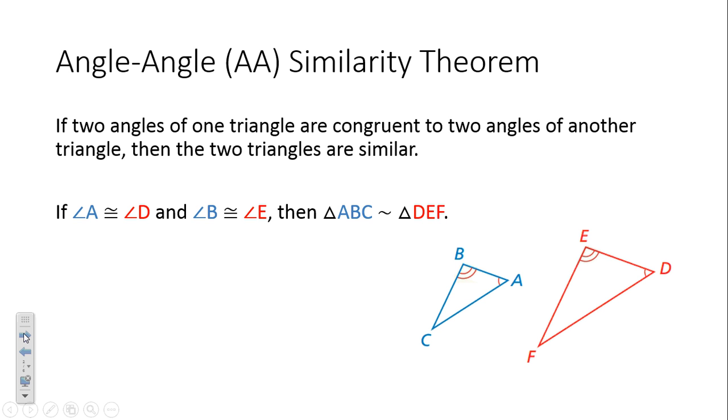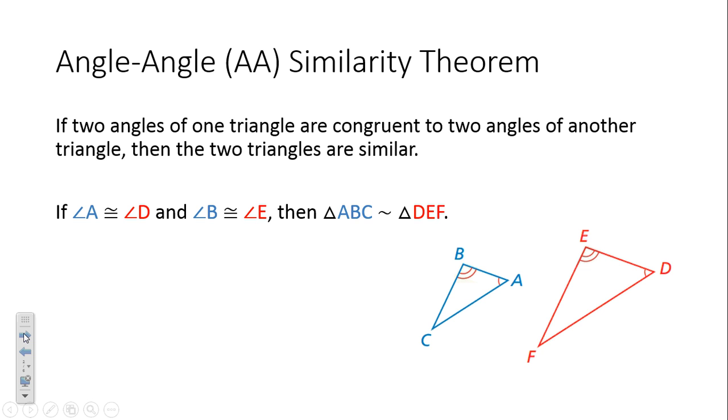So the angles have to match up. A matches D, so they're the first ones written. B matches E, the second one's written. C and F we didn't know anything about, and that's okay. They're going to be congruent as well because 180 minus those other two will be the same measure in both triangles. So far, so good? Any questions on this one?